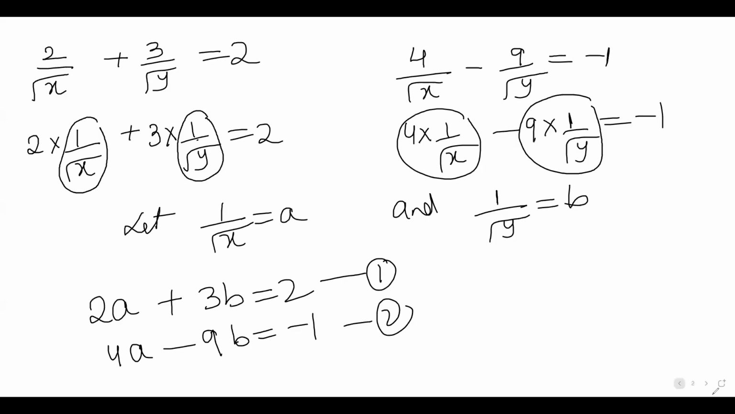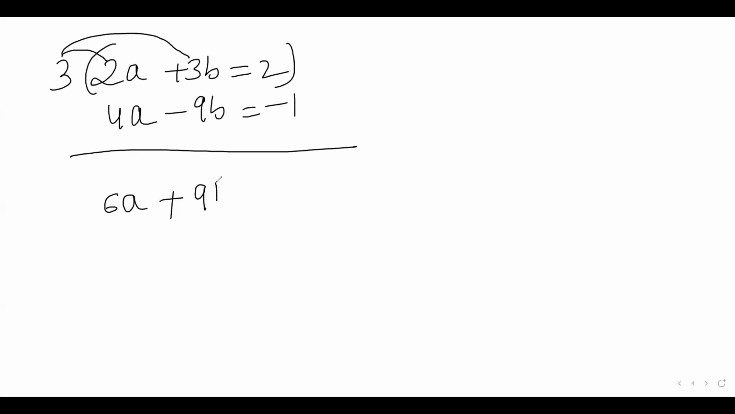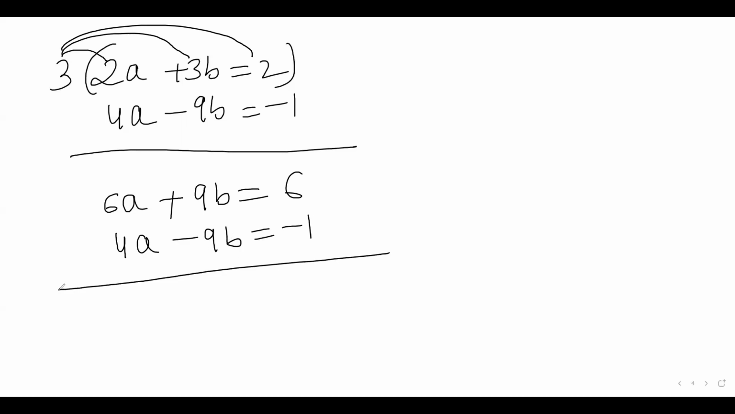Isn't it? Now I will multiply the first equation with 3. So 3 2s are 6a, 3 3s are 9b, 3 2s are 6. 4a minus 9b is equal to minus 1.